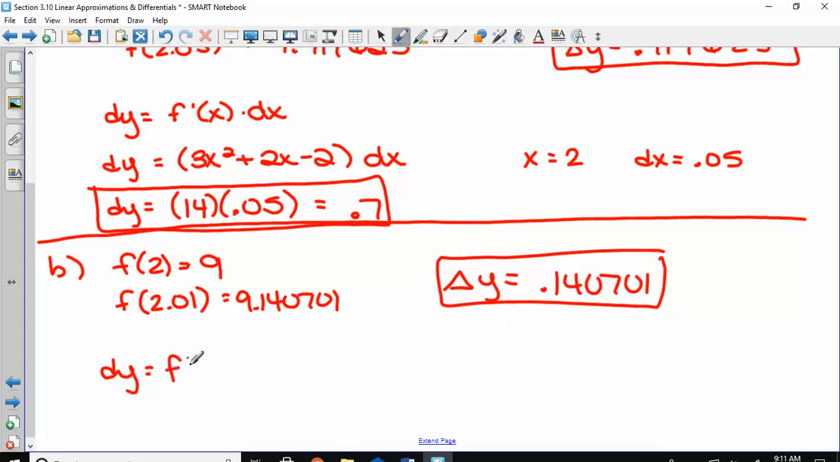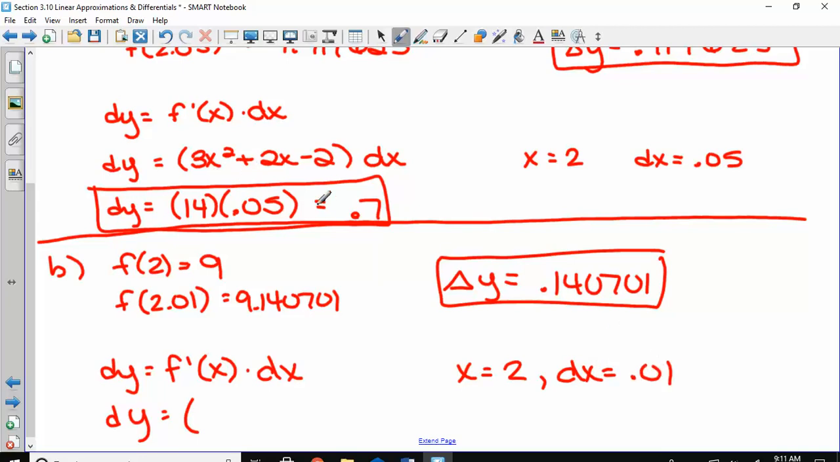And so we know that's found by doing f prime of x times dx. We already know f prime of x. We did it on part A. You need to look at this when x is equal to 2 and dx is 0.01. I'm still plugging in a 2 for my f prime, so that's still 14. The only difference is now I'm taking that times 0.01, and what does that give me? 0.1.